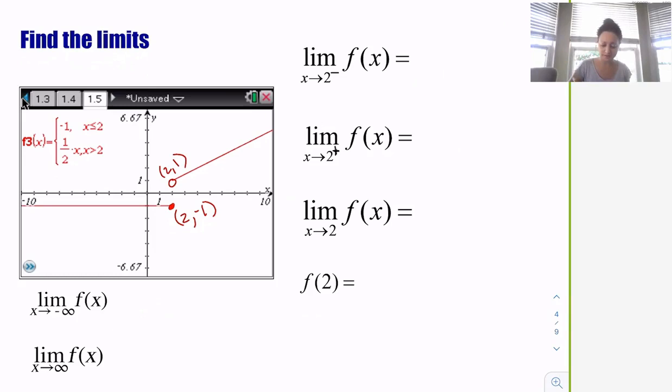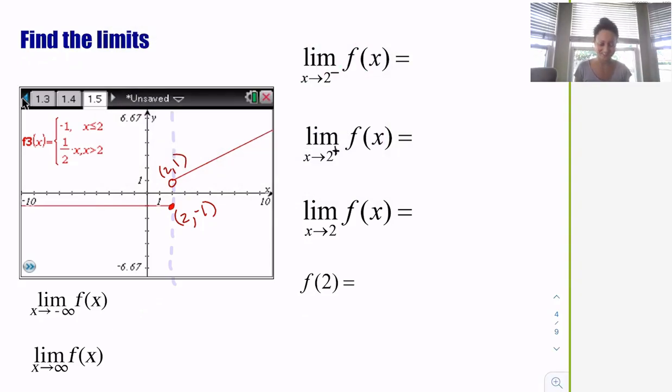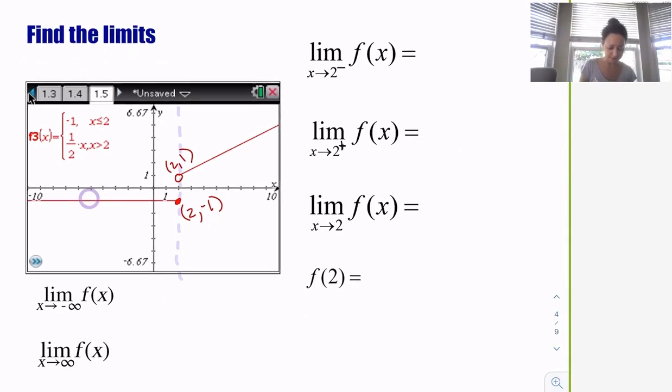So if you'll notice here, it looks like we're looking at what's going on around x equals 2. Okay, so let's go to our graph and draw a little guide, a vertical line at x equals 2, okay? So that first one asks us to approach that line that we just drew, coming from the left-hand side, okay? So I'm going to grab onto the function somewhere to the left of that guide that I drew, and let's approach that guide coming from the left.